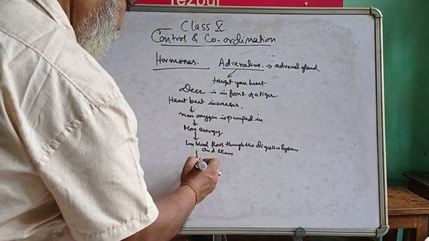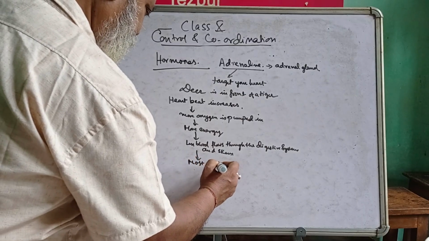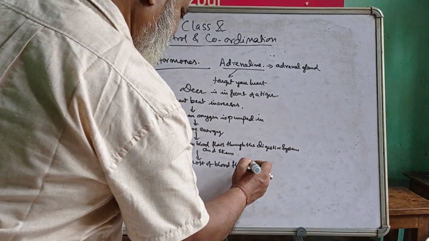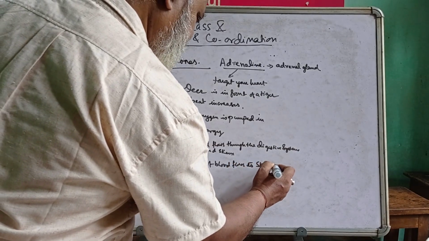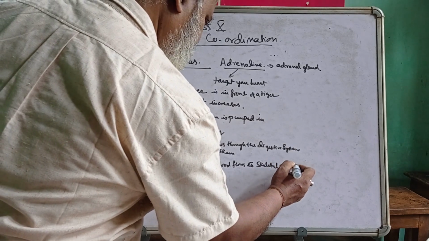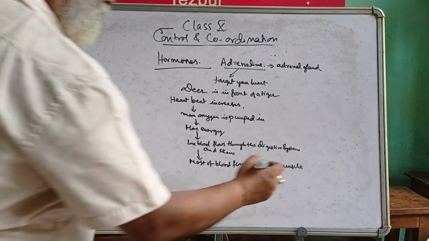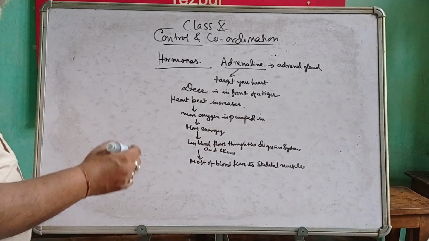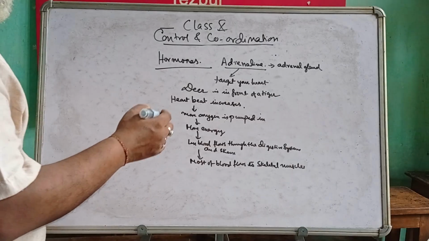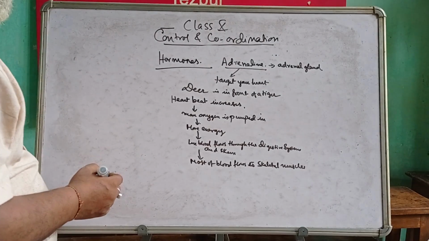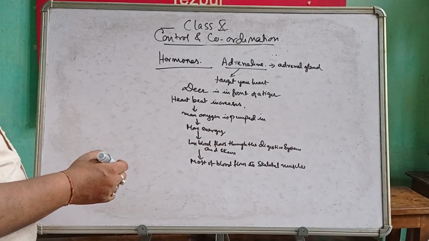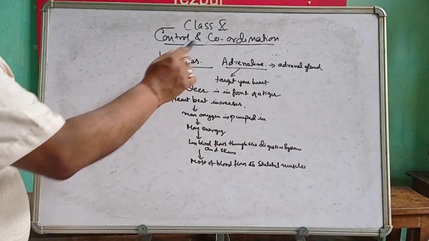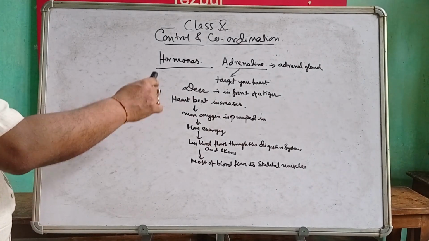Most of the blood flows to skeletal muscles. So that means the deer gets maximum energy and it can run fast. It can run faster than the tiger to save itself. So this is the purpose of adrenaline. It is very interesting.